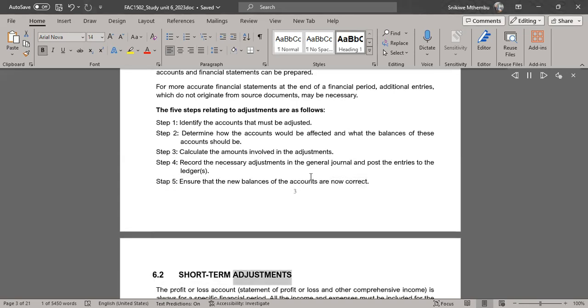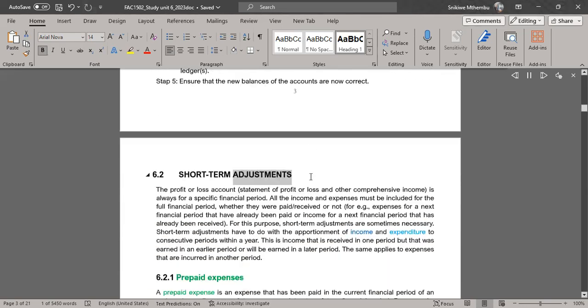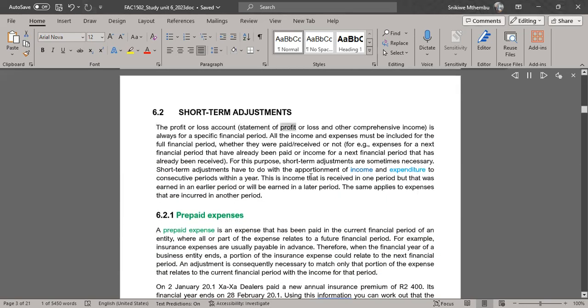6.2 Short-term adjustments. The profit or loss account, statement of profit or loss and other comprehensive income, is always for a specific financial period. All the income and expenses must be included for the full financial period, whether they were paid/received or not, for example, expenses for a next financial period that have already been paid or income for a next financial period that has already been received. For this purpose, short-term adjustments are sometimes necessary.